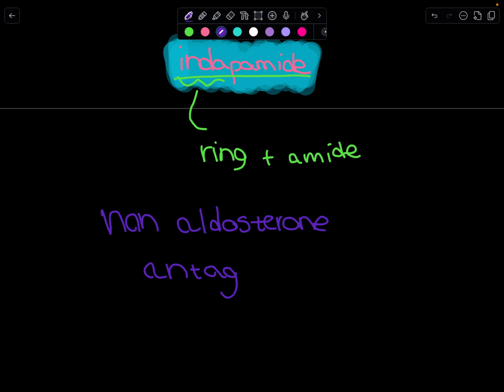What about non-aldosterone antagonists like amiloride or triamterene? So these act on the distal tubule to inhibit sodium reabsorption. They block the sodium channels. What can you say about this in comparison to the rest of them?